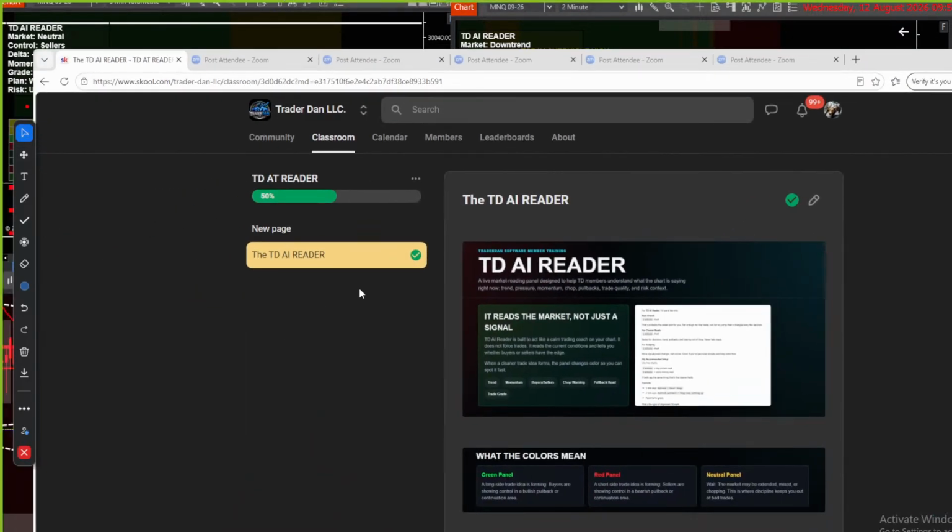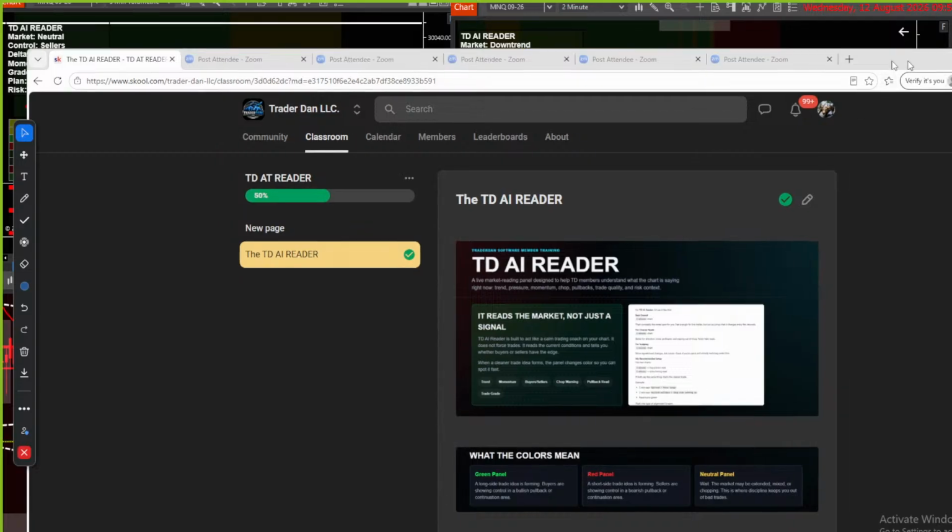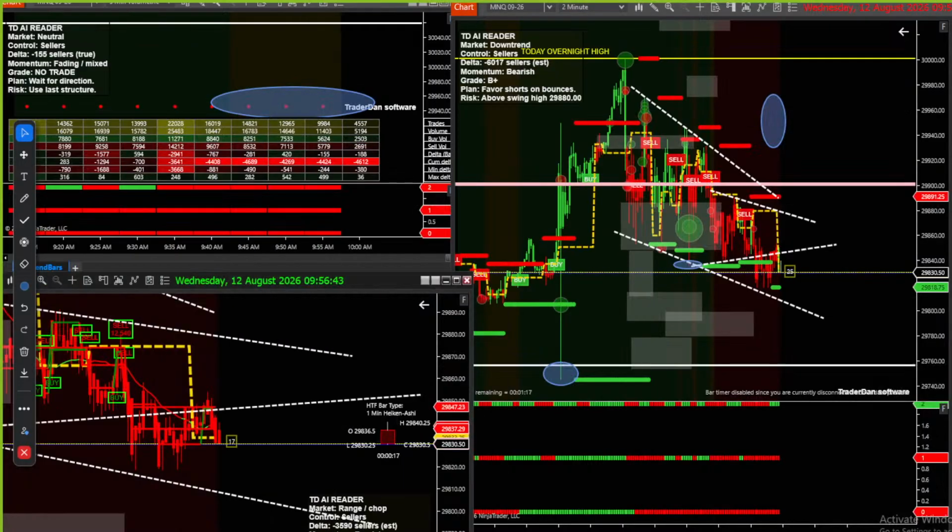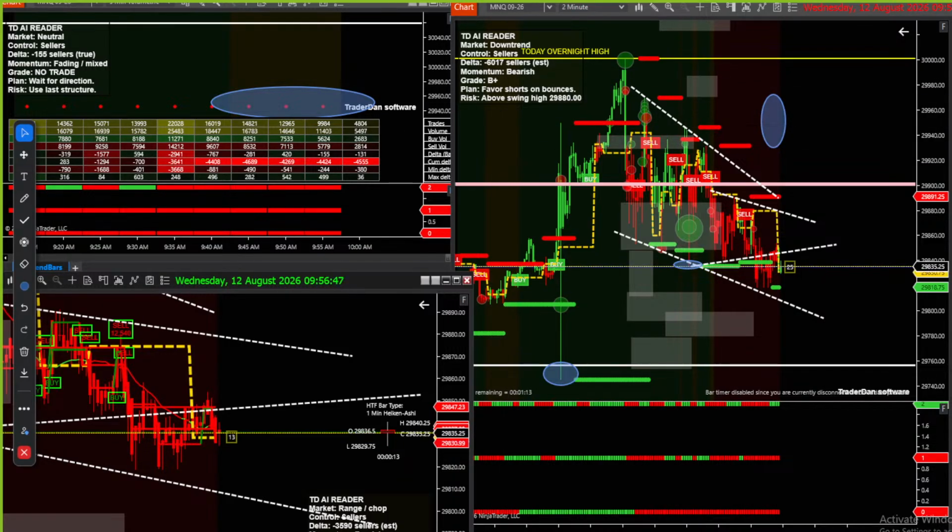This AI, so what is it? TD, Trader Dan AI Reader. I built an AI in order to read the market of what we're doing based off order flow and direction, and then it's going to grade the trade. Are we in an A trade, a B trade, a B plus trade, or a C trade, or no trade, or are we in chop? It's basically going to tell you what's going on. So all you got to do is watch it. It's kind of cool.